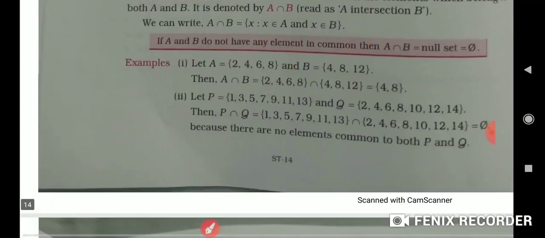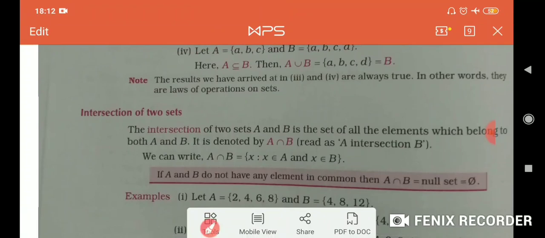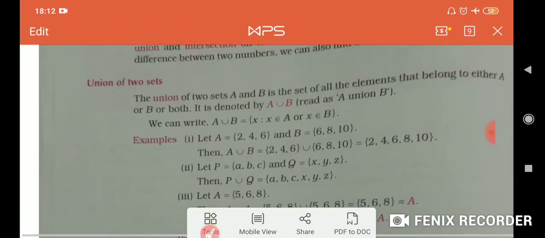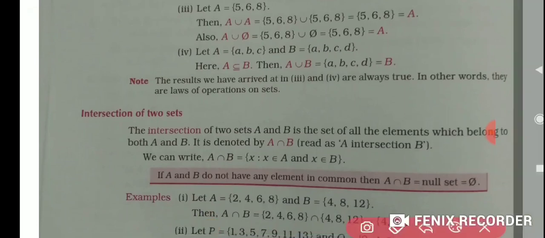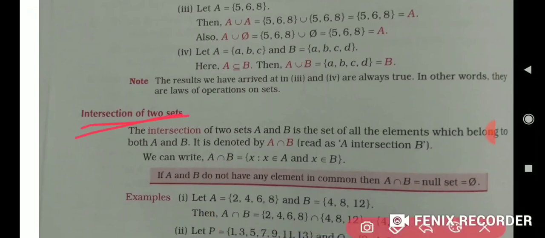Understood? Union means all the elements of set A and B. And intersection means only the common elements of set A and B, or P and Q, it can be anything.